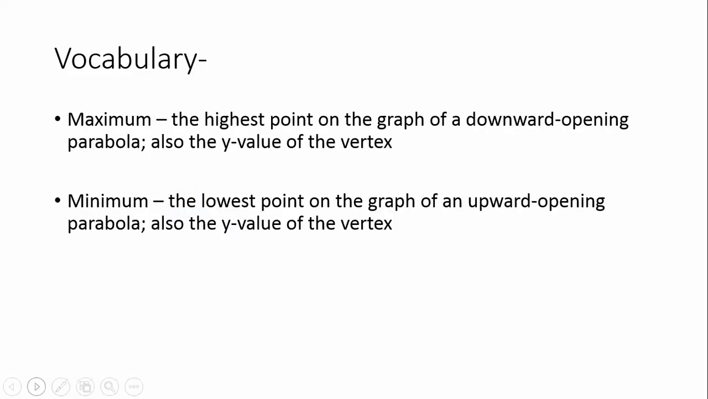Now we want to talk about the max and the min, and it relates to the vertex. So the maximum is the highest point on the graph of a downward opening parabola. It's also the y value of the vertex. The minimum is the lowest point on the graph of an upward opening parabola. It's also the y value of the vertex. So if I ask you to locate the max and min, it would be the y value of the vertex, and it's either the highest or the lowest point based on if the graph is opening upward or downward.